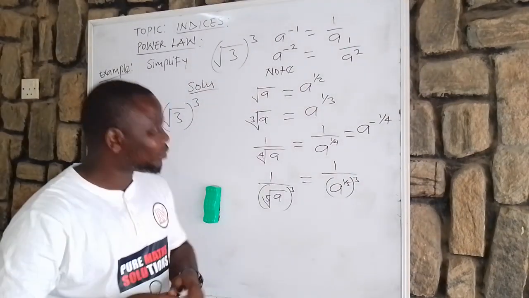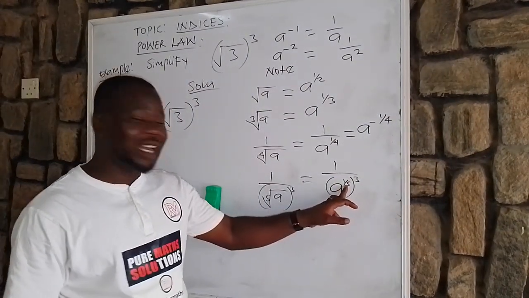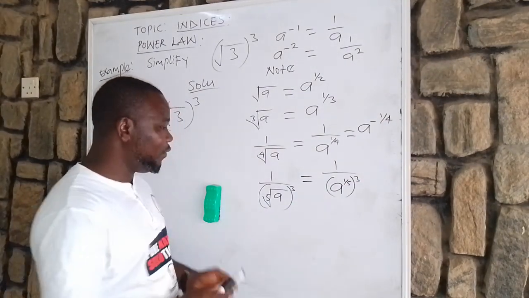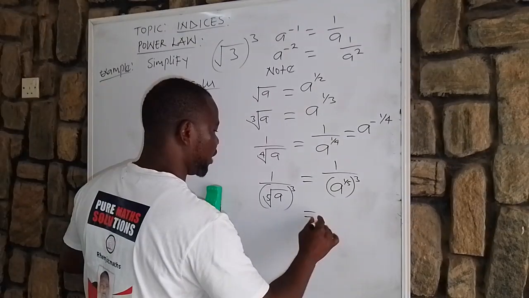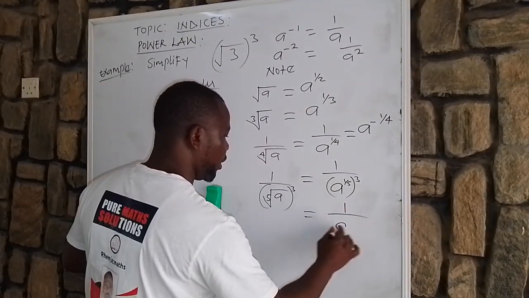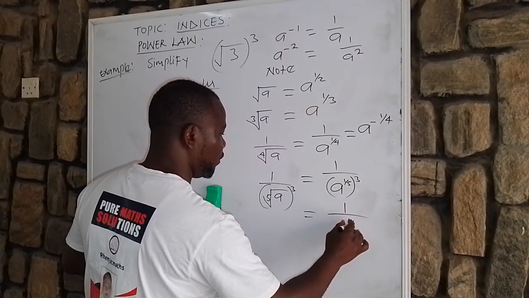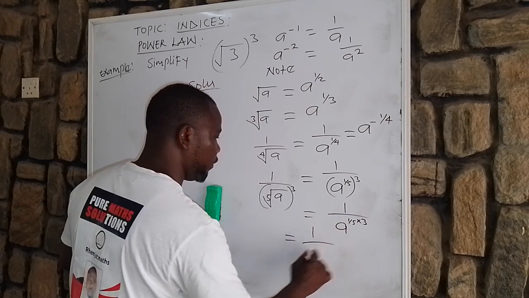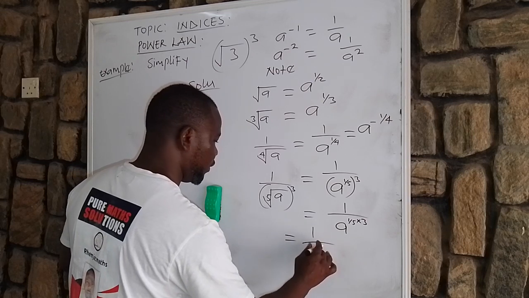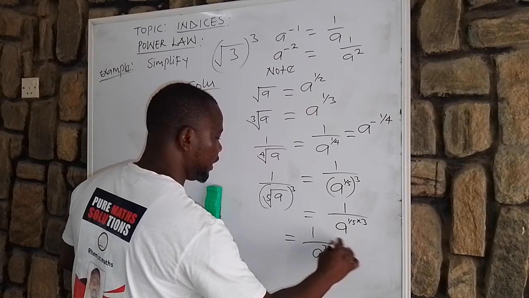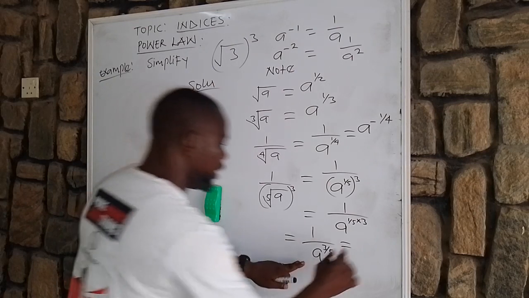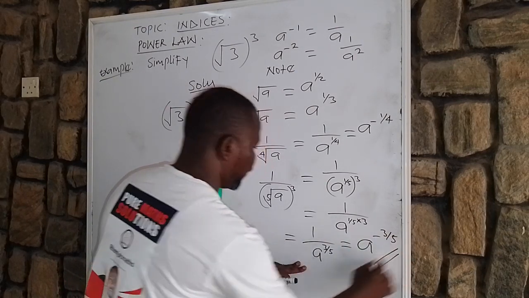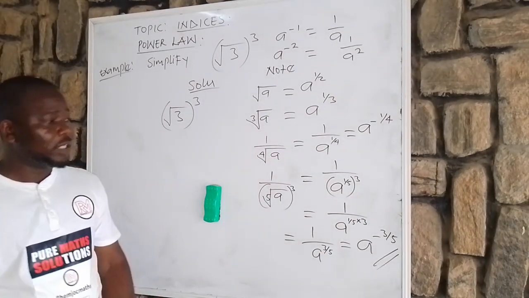Now, you can see that we have 2 powers. So we apply power law here. If we apply power law here, it means we are going to have 1 all over a raised to the power of 1 all over 5 times 3. Then this we're going to do as 1 all over a raised to the power of 3 all over 5. Then this is the same thing as a raised to the power of minus 3 all over 5, because of the 1 all over. Is that clear?